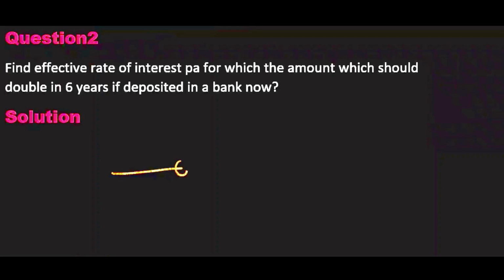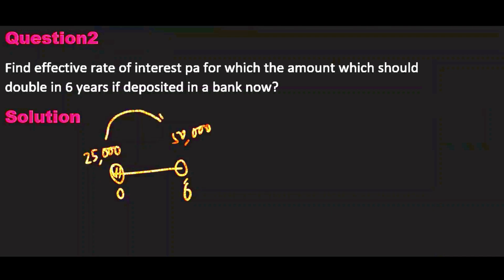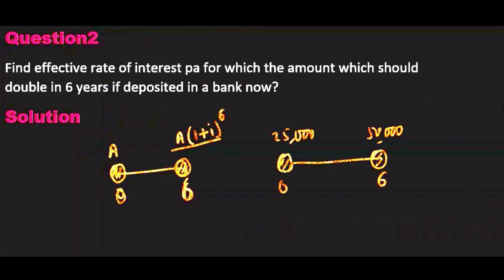Suppose you join a 6-year course, and they say you have to pay 50,000 at the end of 6 years. You want to deposit some amount now. Suppose you have 25,000 now. You are wondering whether that amount will grow to 50,000 in 6 years or not. At what interest rate do you need to deposit so that 25,000 will grow to 50,000?